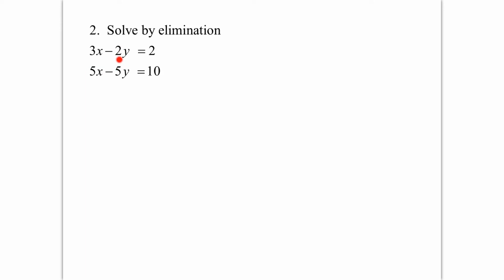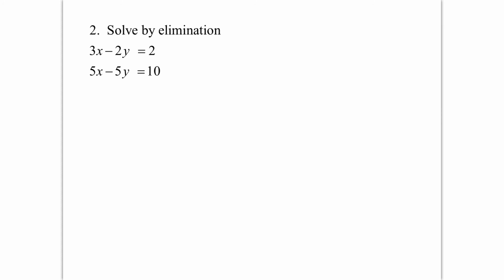So I'm looking at the y's. I do have a 2, I do have a 5, and the signs are the same, a negative and a negative. So here's what we need. We need to make those numbers for the y's the same number, and we need to have different signs. So the way I want you to find the same number, to make these two numbers the same, look for a common factor.